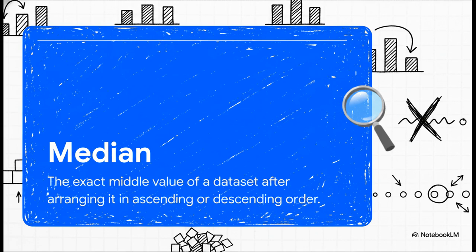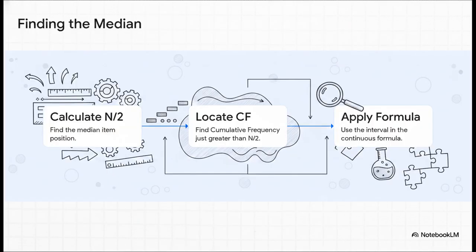The mandatory first step is that you absolutely have to arrange your data in ascending or descending order. If you don't sort it first, your median is going to be completely useless. Now, for a continuous series, finding the median actually feels a lot like a logical progression. Step 1, just calculate n divided by 2, n being the total frequency. This tells you exactly where that median item lives.